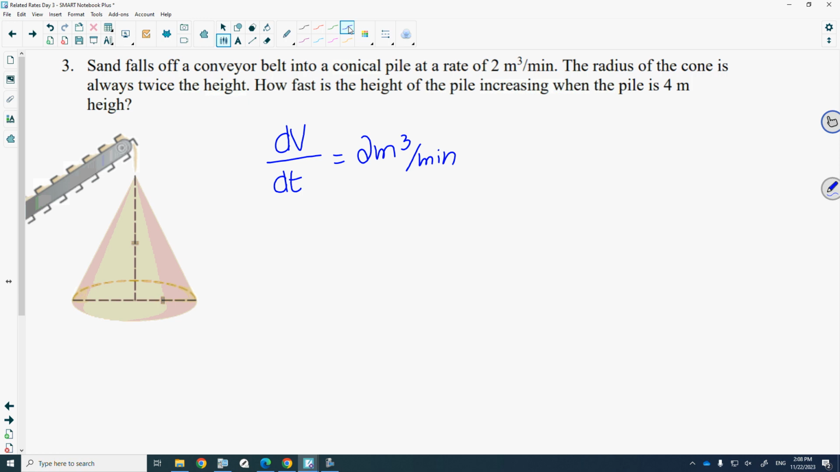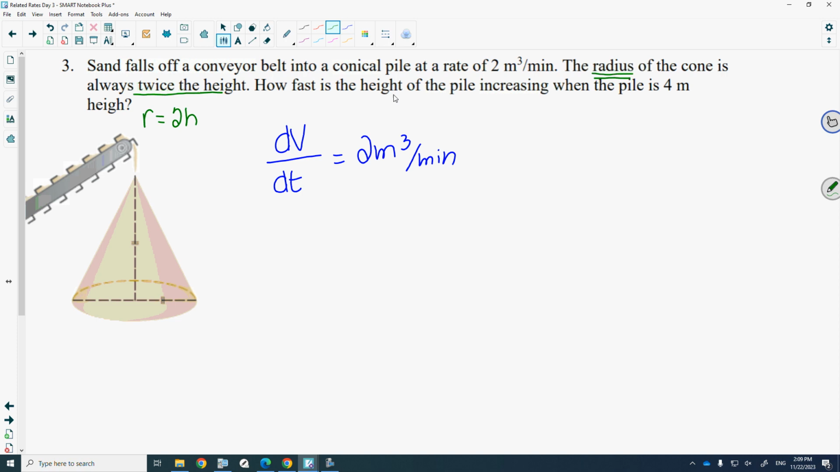The radius of the cone is always twice the height. So we're going to have to use this piece of information somewhere. What they're telling me here is that the radius of the cone is always twice the height. So if the height was 10, then the radius would be 20. We're going to have to use this somehow.